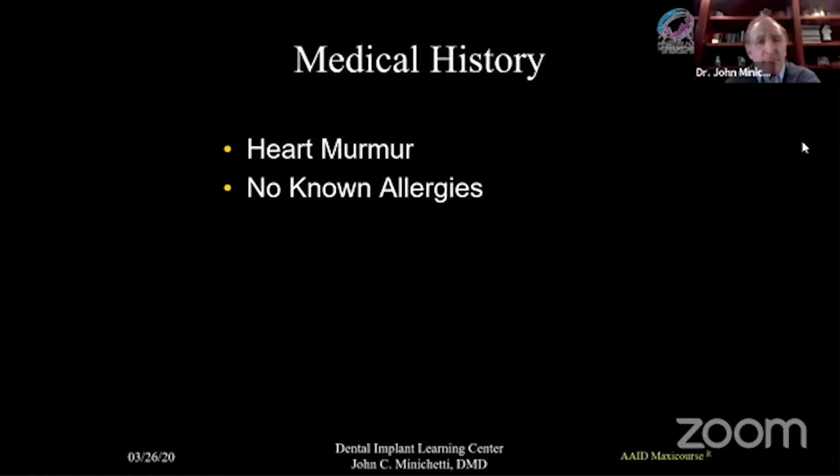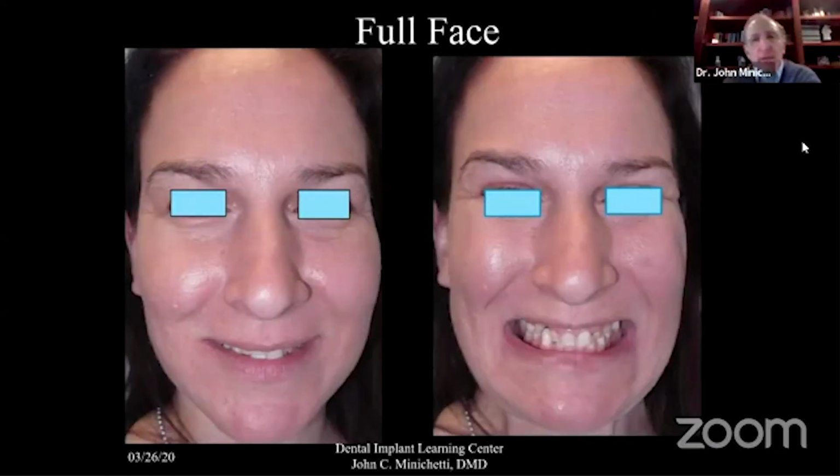Medically, she was healthy, with a non-functional heart murmur and no known allergies. So this is the full face of the patient when she presented to us.